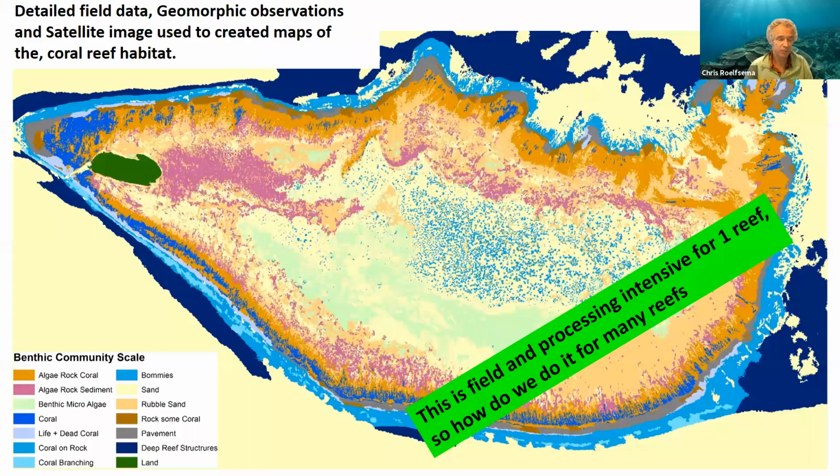Now, with this detailed field data, you can create really good and detailed maps. And here's an example of Heron Reef with a lot of different details in classes as well. But that is field and processing intensive for one reef. So the question is then, of course, how do you do it for many reefs? Because much as I like diving and going underwater, I do prefer to map these reef systems as much as possible and to stay home as well, now and then.